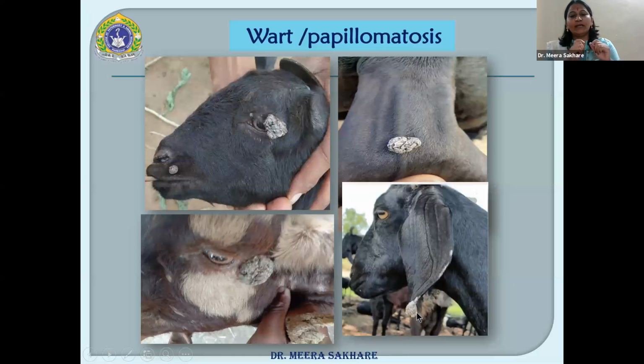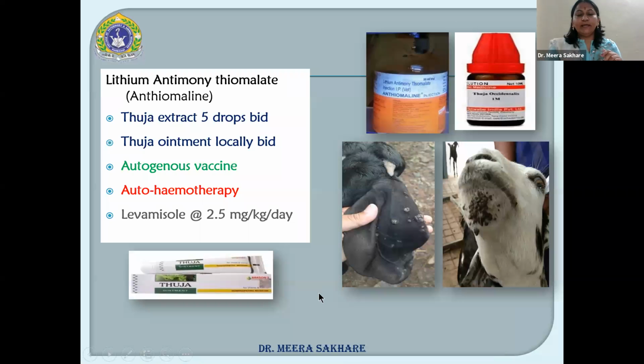Such wart lesions are very easy to treat. Just apply horse hair or nylon. You have to apply tight nylon, so automatically that wart gets rid of. Or if the animal has lesions at a sensitive portion, at the nostril or at the eyelid, at that time we cannot apply this nylon or any thread. So at that time, we can go for medical treatment.